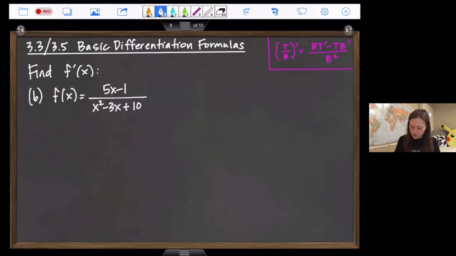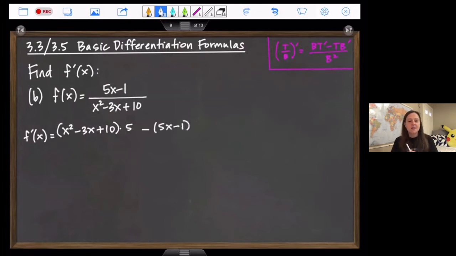All right, so we're going to take our derivative, which starts off with the bottom function. So this x squared minus 3x plus 10 times the derivative of the numerator. So times the derivative of 5x minus 1, which is 5. I'm going to have to put this in parentheses. You want that whole bottom function times the derivative of the top, so times 5. Then we've got our minus. We're going to take our top function, 5x minus 1. Again, I'm going to put that in parentheses, times the derivative of the denominator, b prime, bottom prime.